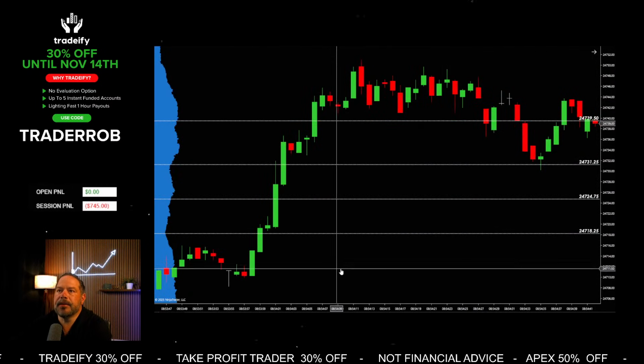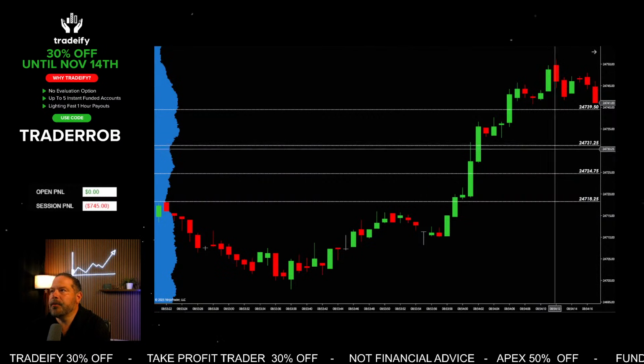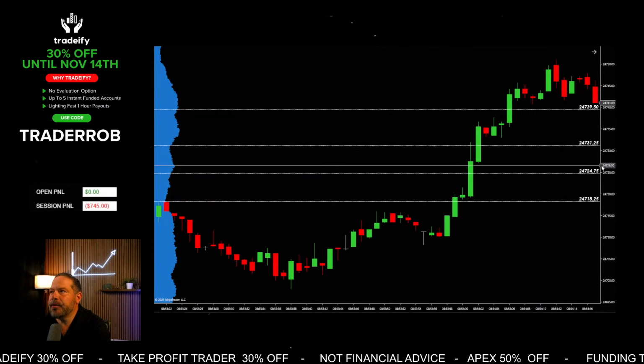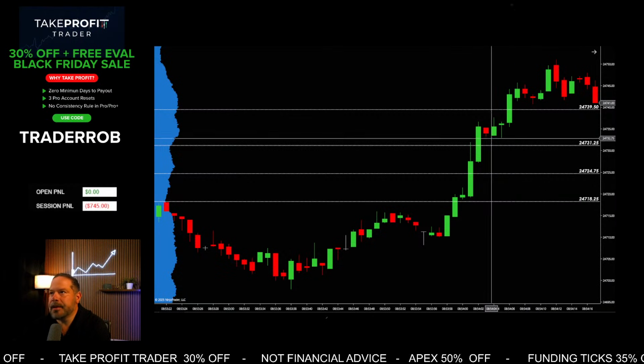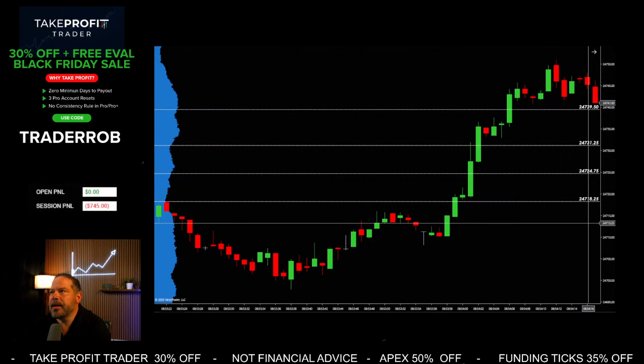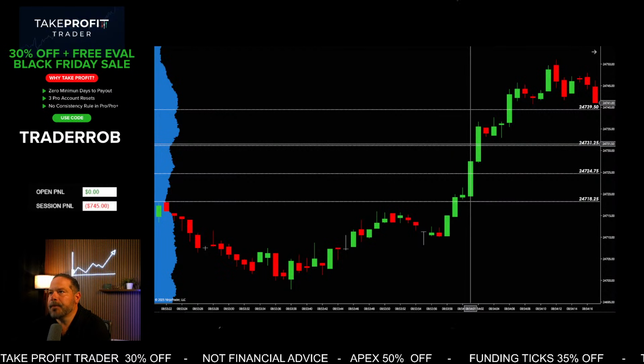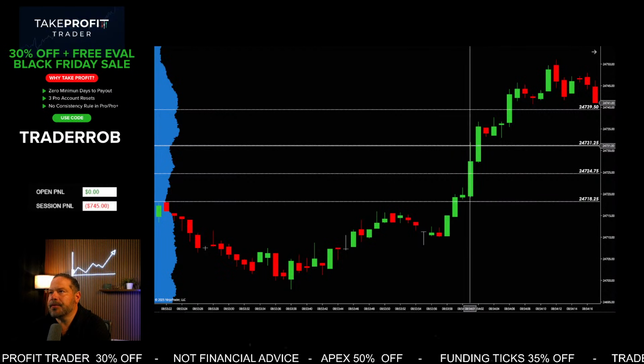All right, let me see if I could still find this. So this would have been my entry right here at the 24,731. I was trying to map this out. Still really hadn't looked at the book map. Didn't have a chance yet to do that. But if you could see where the reactionary point was at, it was right at our entry.